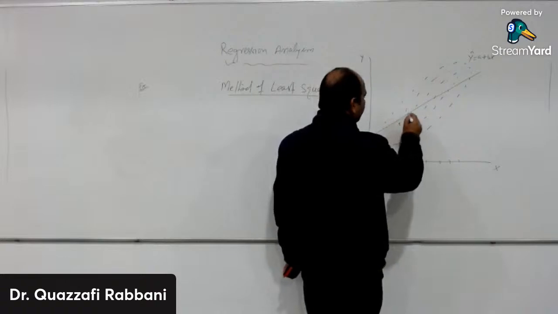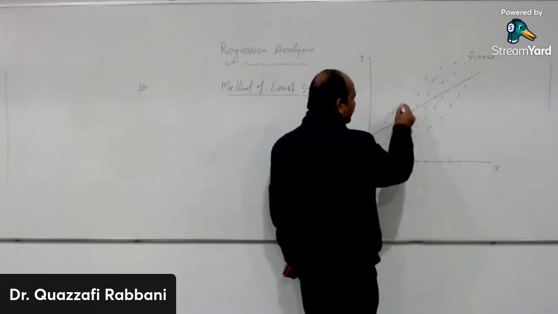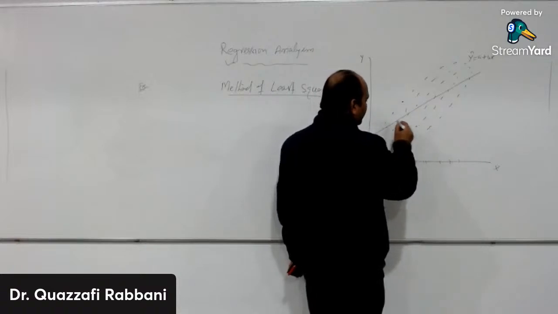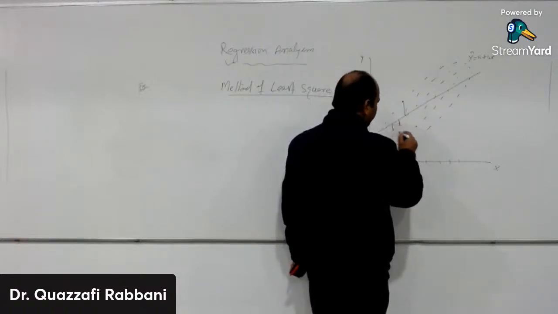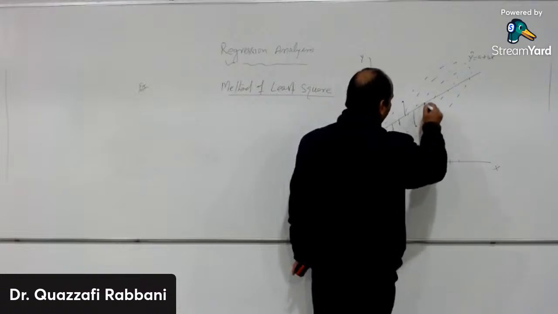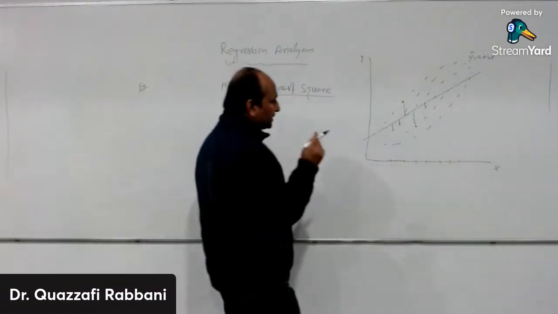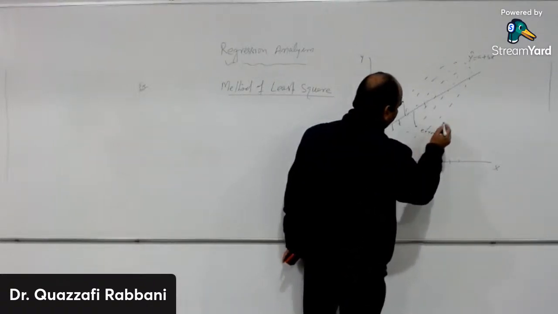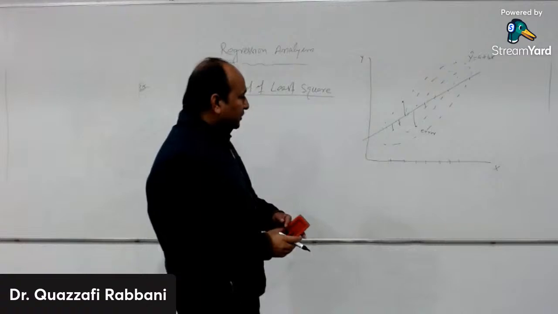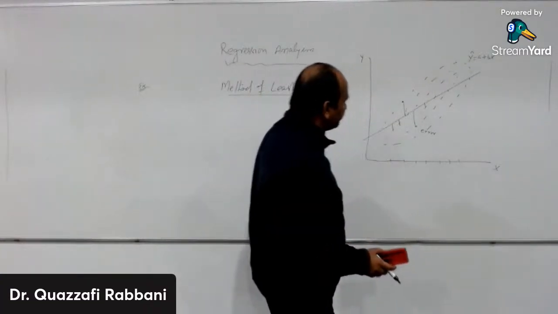On this point you will get the estimated value of y, but this point is the actual value of y. So the difference from the actual value to the estimated value is nothing but the error term. So in the least square method, we just minimize this error.